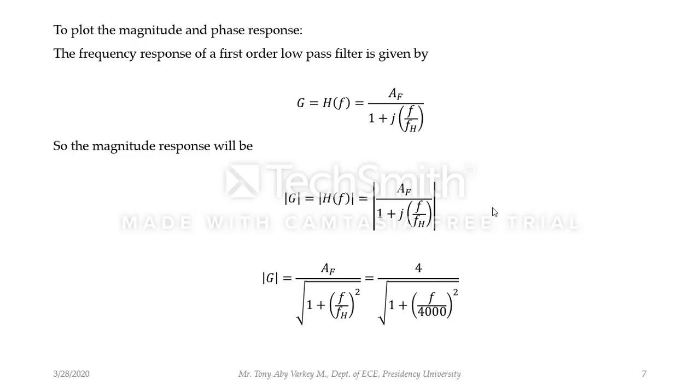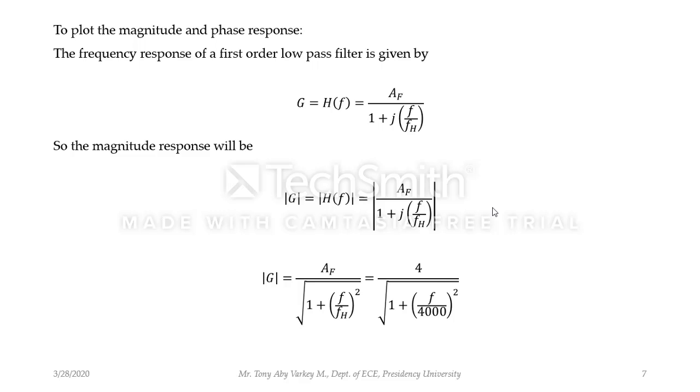The frequency response of a first order low pass filter is given by the gain H(f) equal to AF by 1 plus jf by FH. This also we had derived in the class. So here we will be using this AF divided by 1 plus jf by FH. The magnitude response will be the absolute value of this, so the absolute value of AF divided by 1 plus jf by FH.